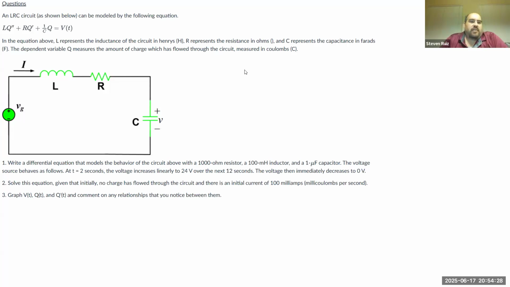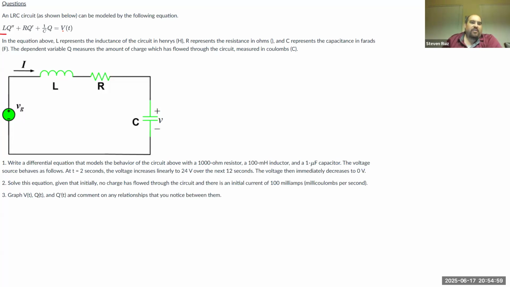All right, so let's look at discussion question number 7. We saw this circuit a couple of modules ago, but now we are going to deal with it in a slightly different way. Now we're going to be dealing with a forcing function that really can only be dealt with using Laplace transforms. So let's get started.